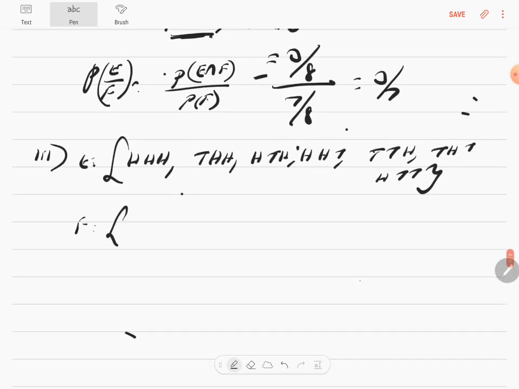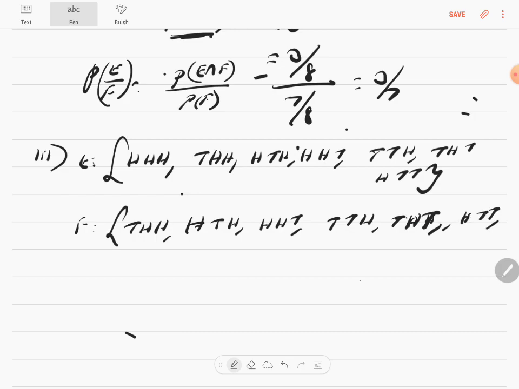At least one tail. At least one tail means one tail, two tails or three tails. So one tail with two heads, and you have to juggle it, so it's HTH, HHT, THH. Then two tails with a head: THT, next is HTT, and TTH. And also you have to include the other one, which is TTT, because at least one tail means one, two or three tails. Done.